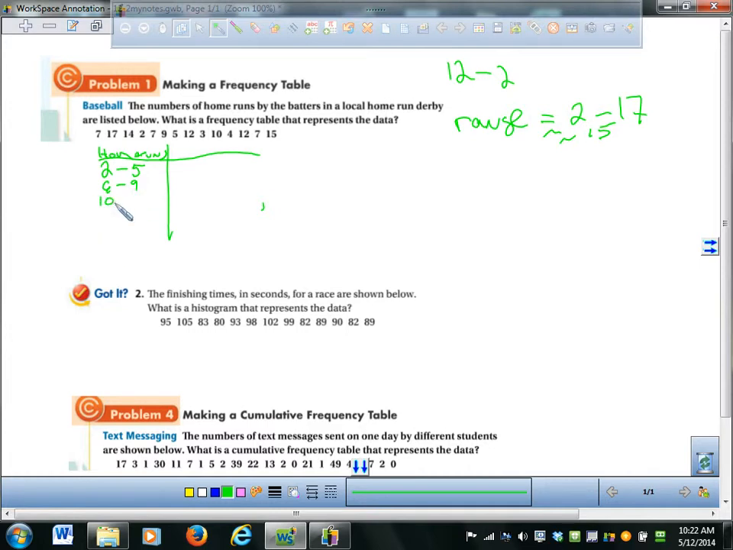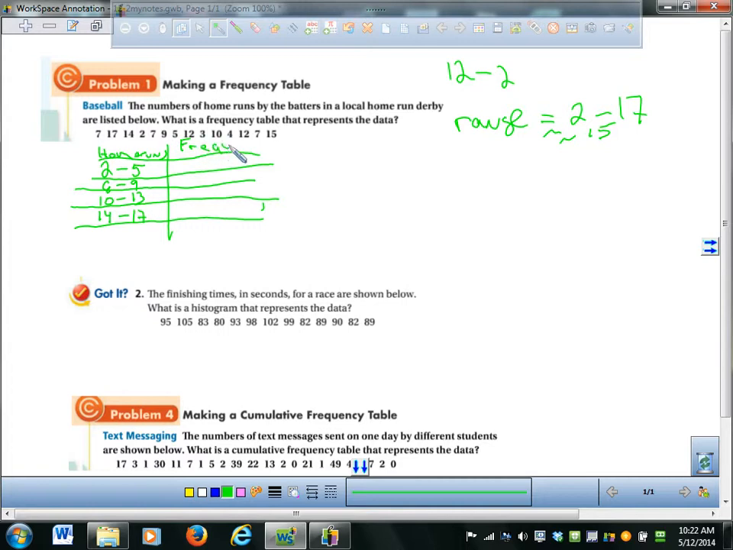Then 10 to what? 10 to 13. And then 14, 15, 16, 17. See how each one of those has a width of 4? The way I got that is by looking at the range, which is 15. I decided I want to make 4 categories, and I divided the next higher number that I could by 4, and I started at the lowest one. It's kind of arbitrary, but usually they'll tell you to make 4 categories, or this amount of categories.